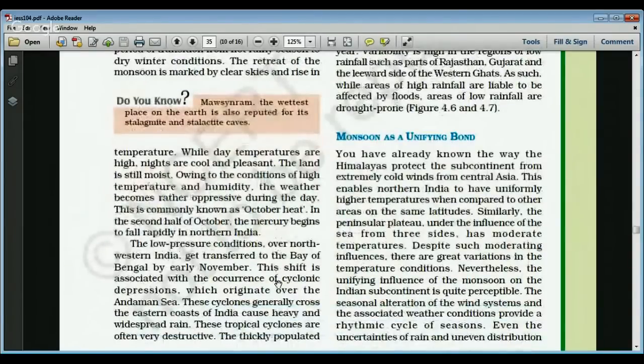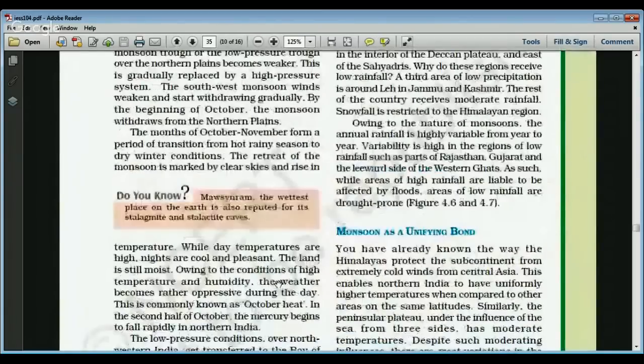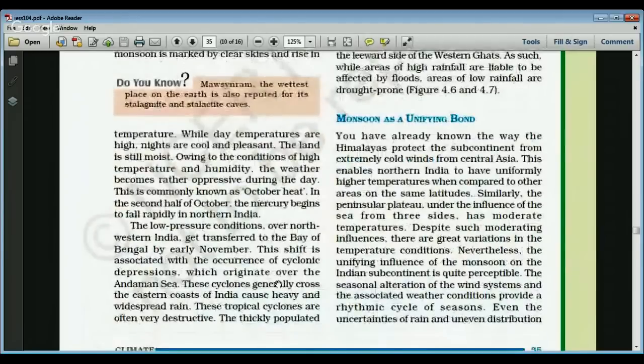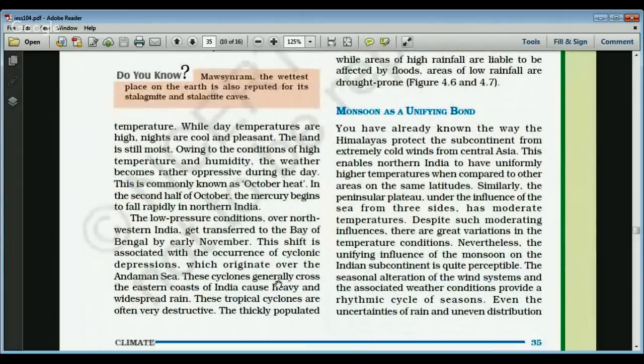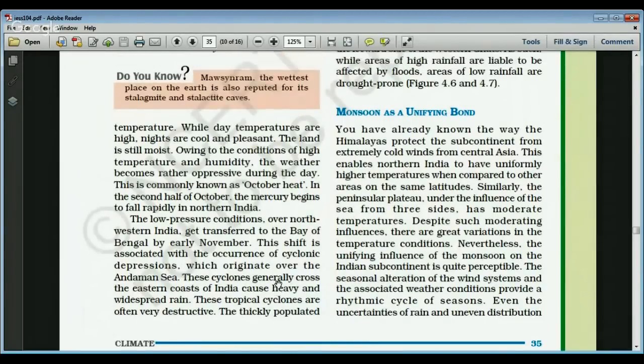Now, day temperatures are very high, but nights are cool and pleasant. The land is still moist, and because of the conditions of high temperature and humidity, the weather becomes rather oppressive during the day, and this is known as the October heat. So please remember this: October heat means the conditions of high temperature and humidity, and the weather becomes very oppressive. And in the second part of October, the mercury begins to fall rapidly in northern India. These are the four major seasons of India.